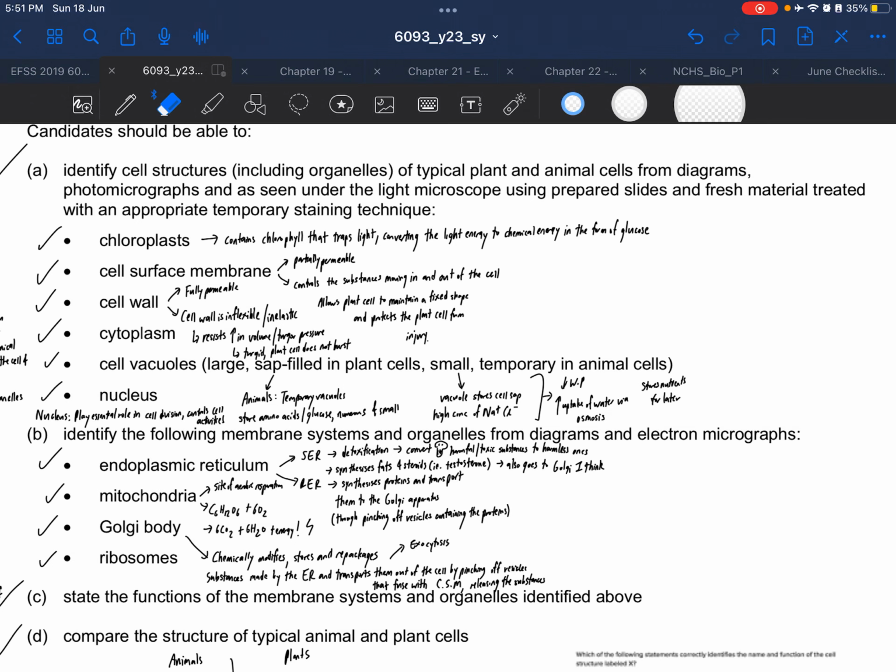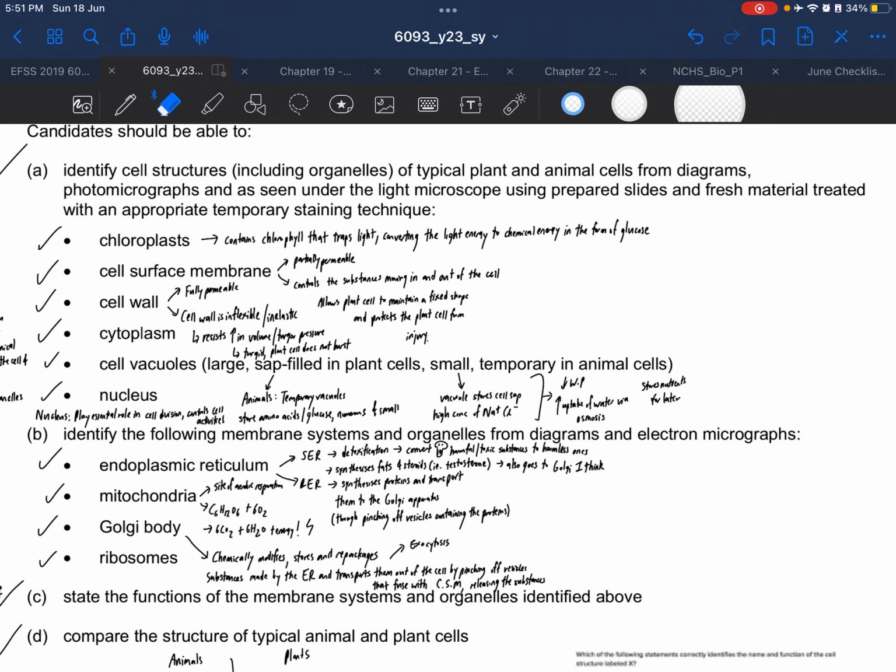For the cell surface membrane, one important key point to take note of is partially permeable. The cell surface membrane is partially permeable, so that it is able to control the substances moving in and out of the cell, or the substances exiting or entering the cell. So the third one will be the cell wall.